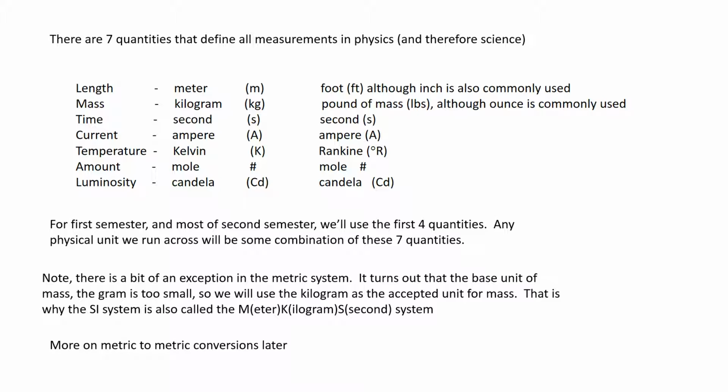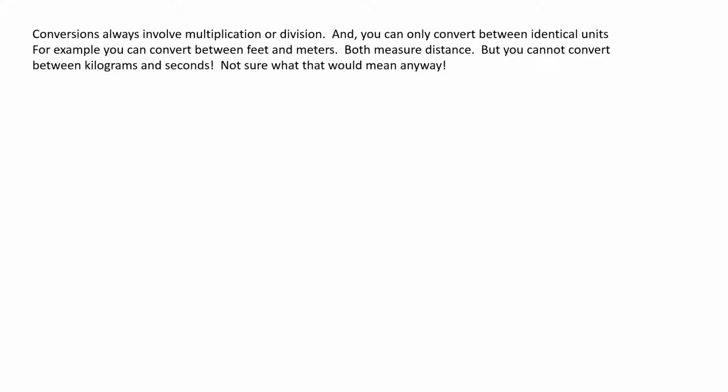More on metric to metric conversions. Conversions are always going to involve multiplication or division. You can only convert between identical units. For example, you can convert between feet and meters. Both measure a length or a distance. But you cannot convert between kilograms and seconds. There's just nothing you can do that's going to convert a mass into a unit of time. And I'm not sure what that would mean anyway.